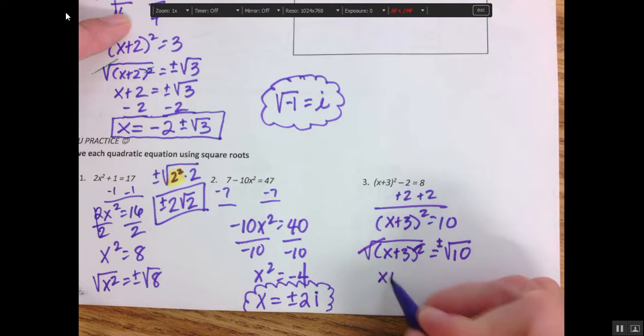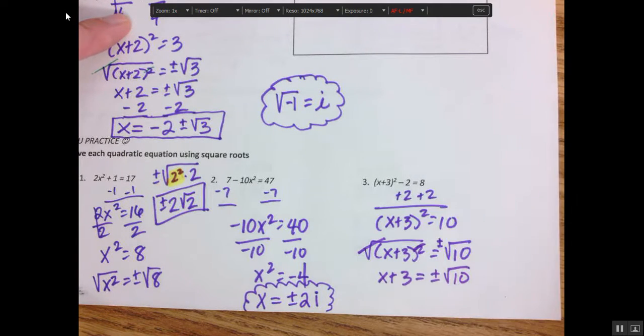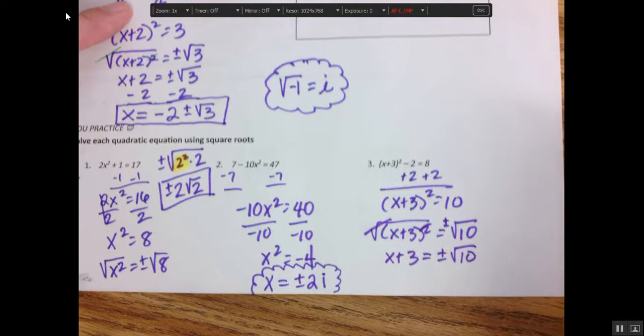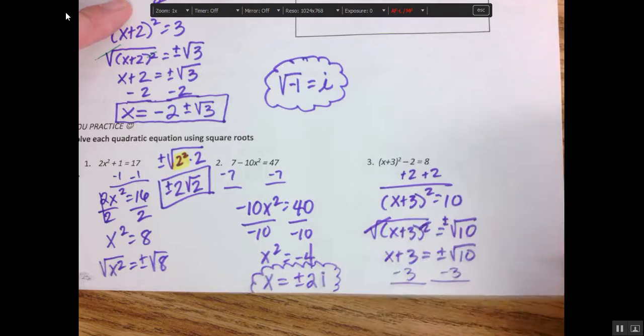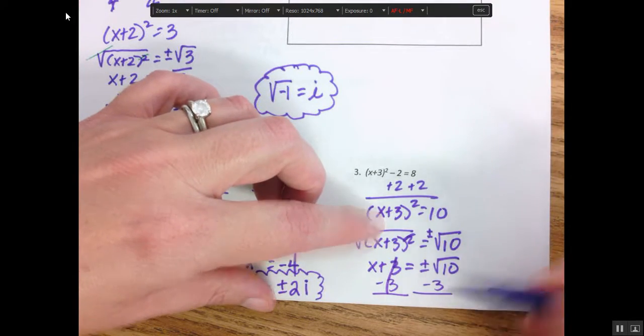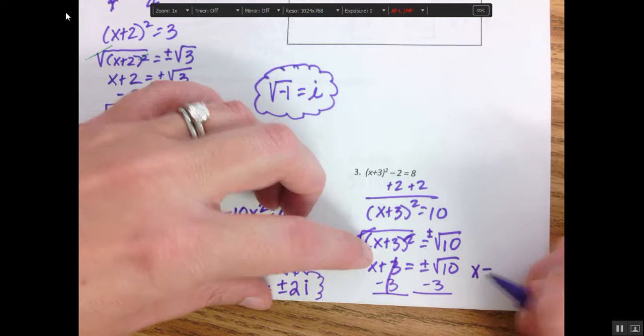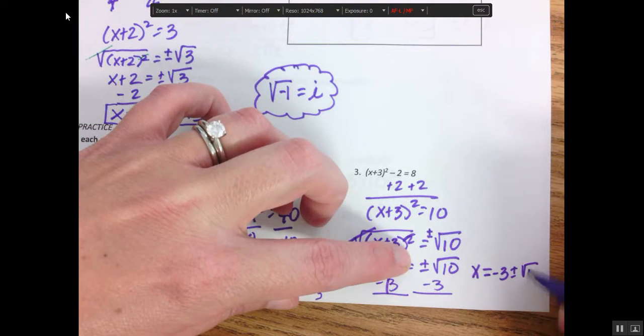So I have x plus 3 equals plus or minus root 10. And how do I get rid of the 3? Subtract it. So usually you have the radical second in your answer. So instead of writing plus or minus root 10 minus 3, you write negative 3 plus or minus root 10, like that.